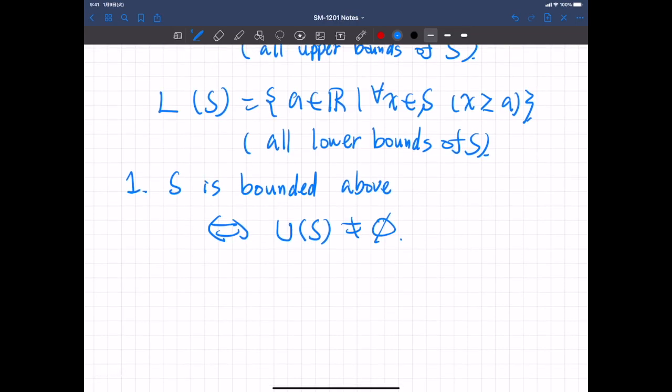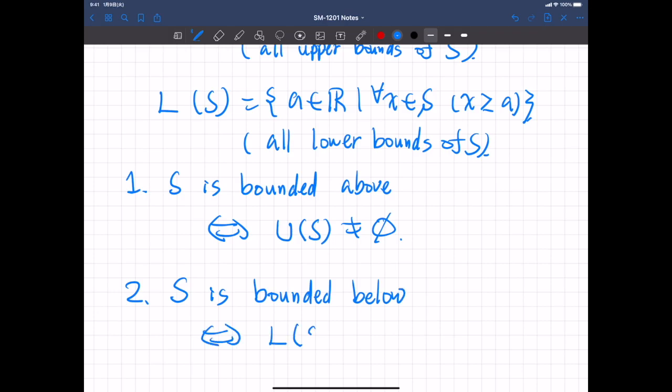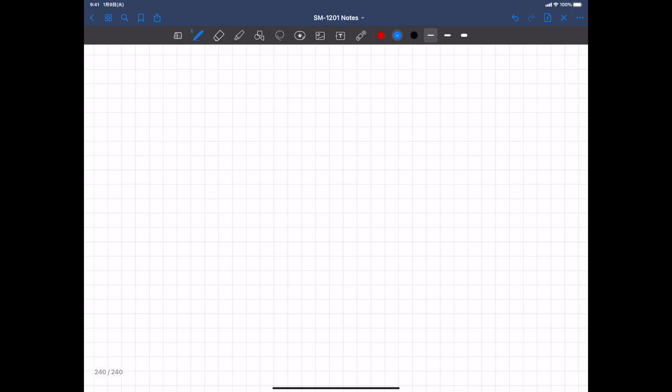And I think this is trivial, but you should think about it. And second, S is bounded below if and only if L of S is non-empty. Okay, it should be trivial. Okay, now let's define some more things. We define many things here. It's like learning new vocabulary. Okay, so there are many concepts regarding real numbers, so you should be familiar with all these things.